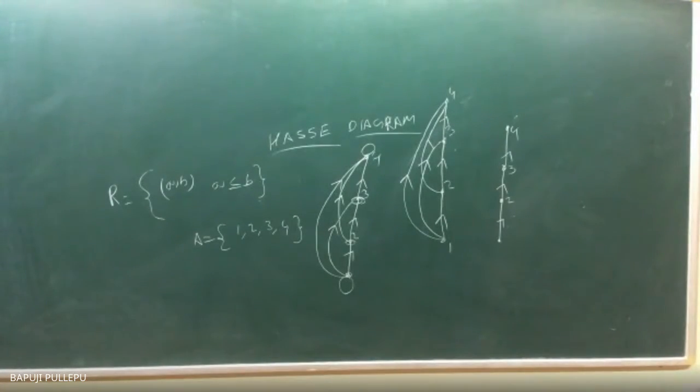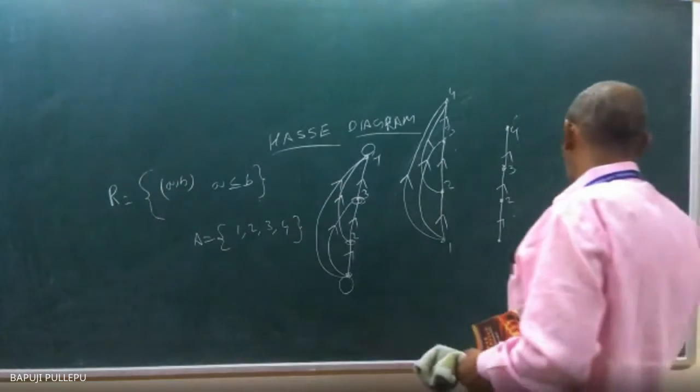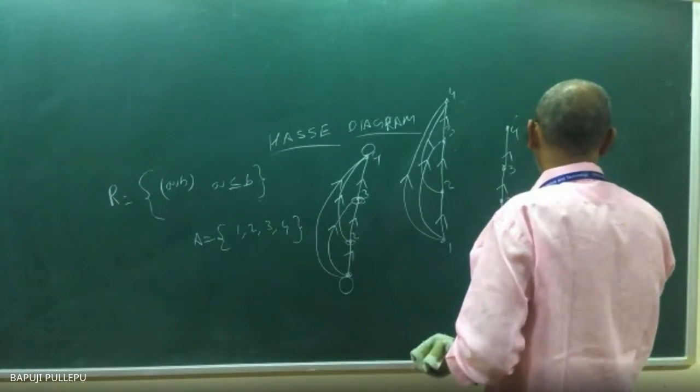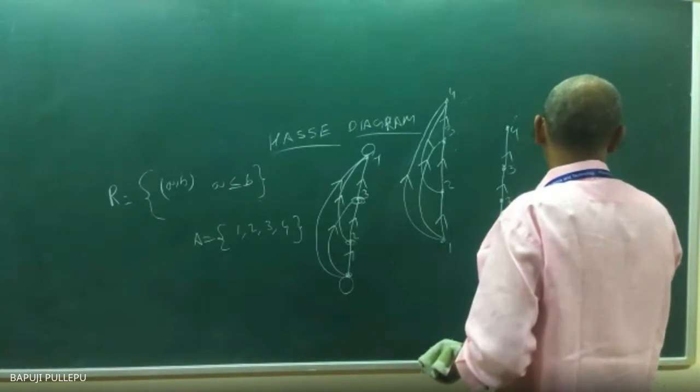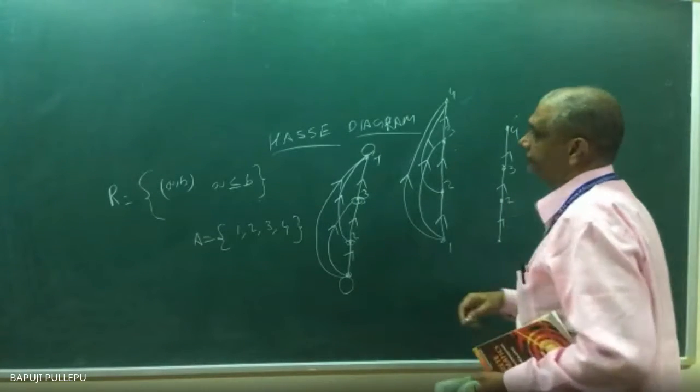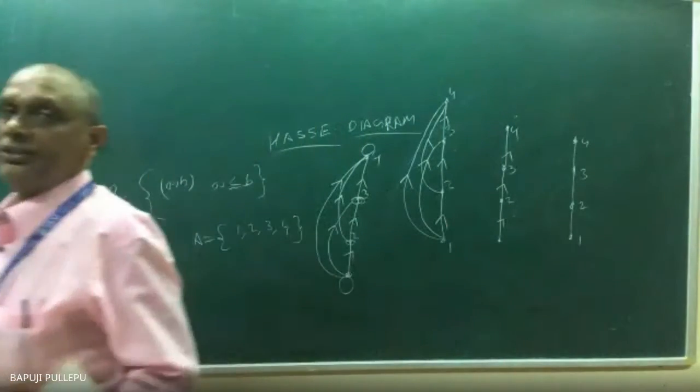Next, what you will do, remove this also, these arrow marks you can remove. So in a more refined form, in one straight line, it will tell the whole story. 1, 2, 3, 4. This is the Hasse diagram based on what?